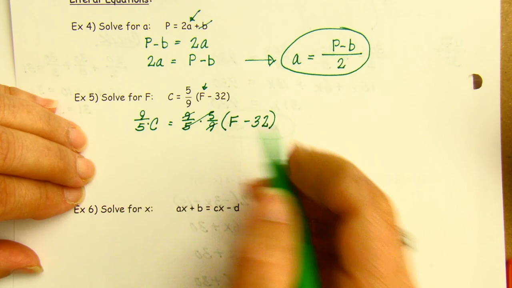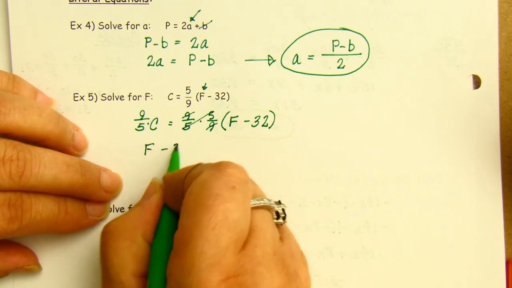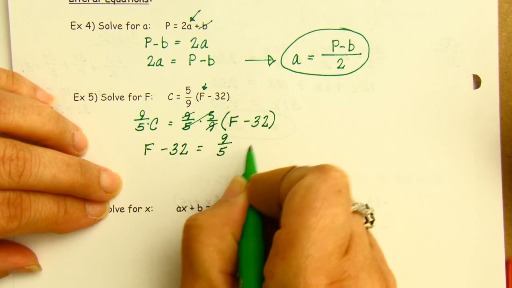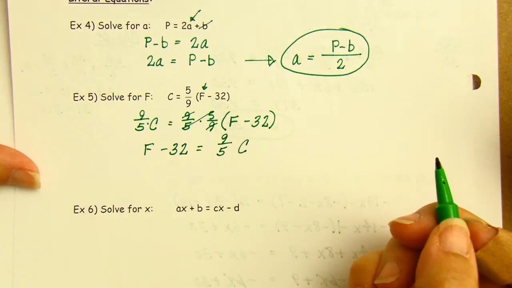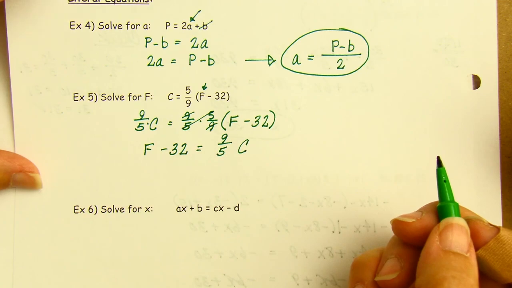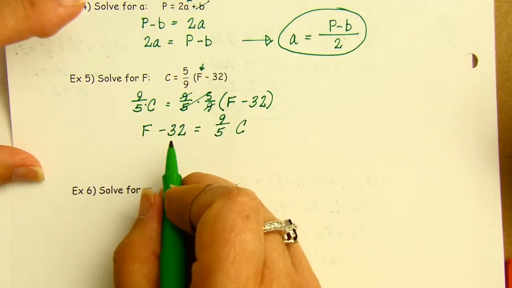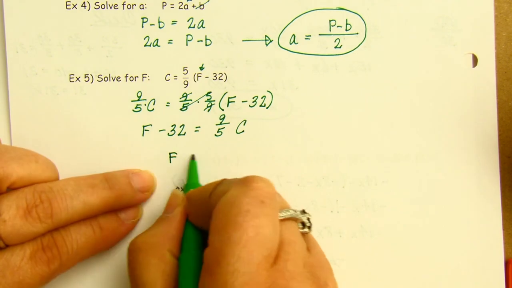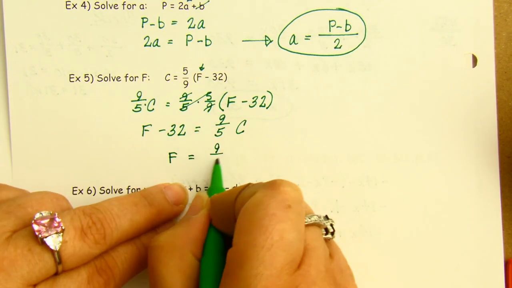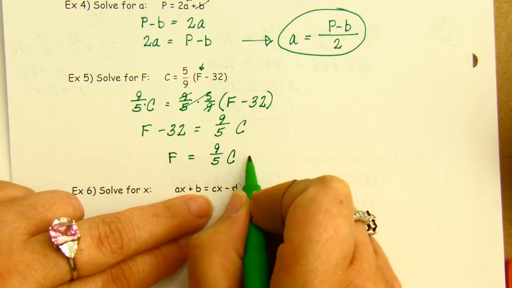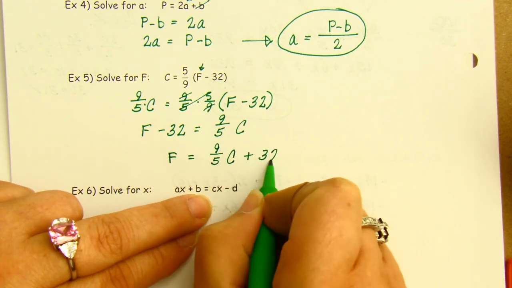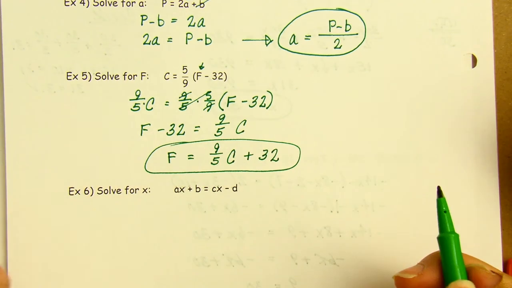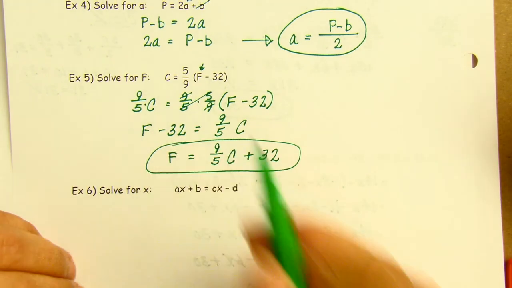I'm going to switch sides. F subtract 32 equals 9/5 being multiplied with C. And now the only thing left to do is to get rid of the 32. Notice it's being subtracted with F. And so to isolate it, I end up with 9/5 C add 32. So again, to get rid of that fraction, you multiply by the reciprocal.